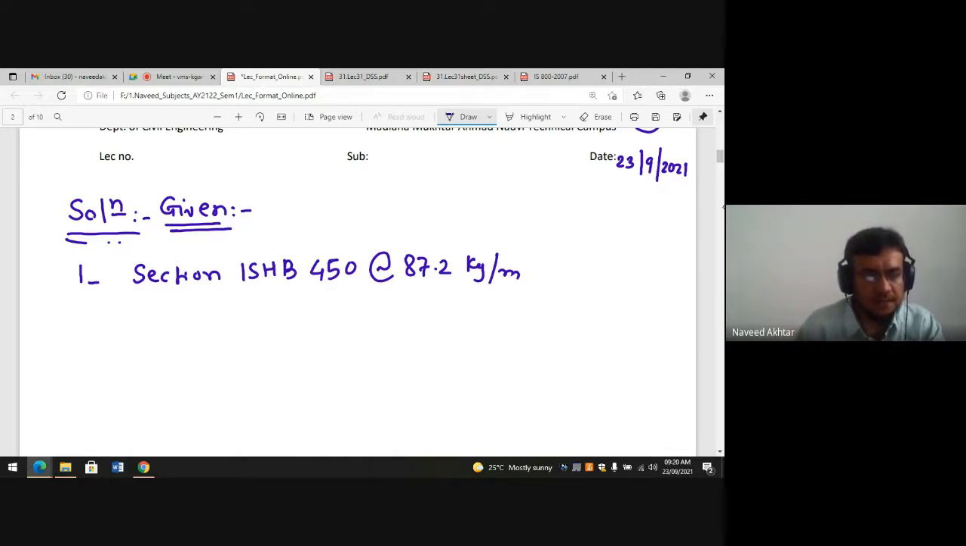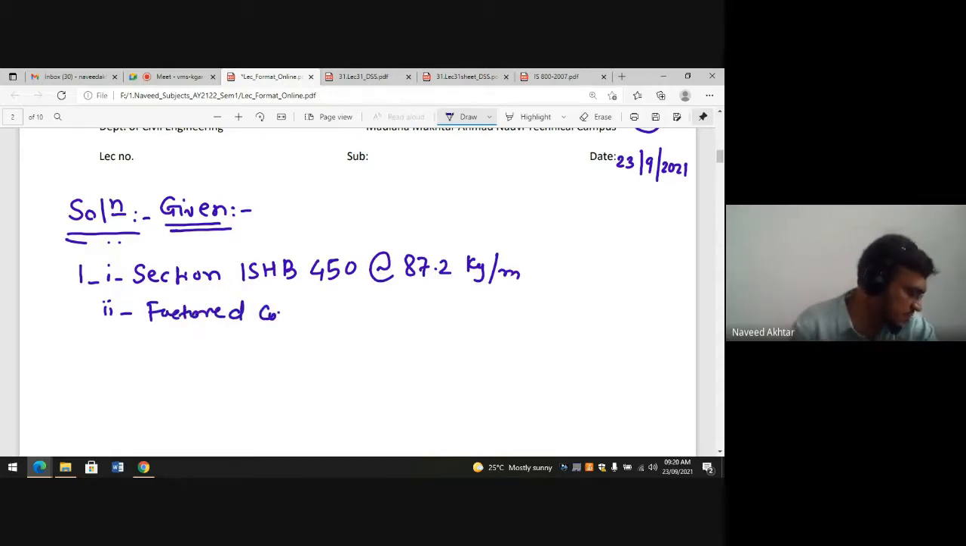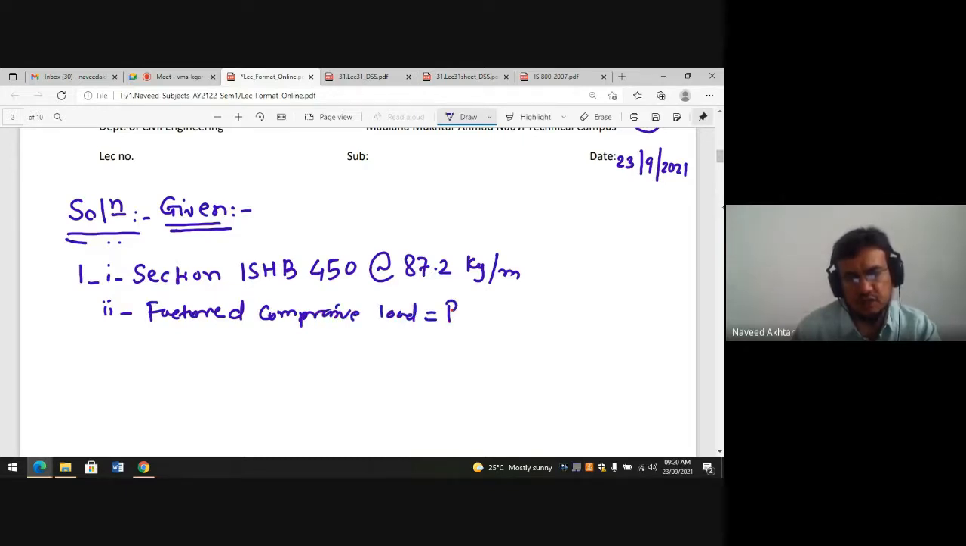Okay, what else is given? The factored compressive load is given. If it is not factored, then you have to apply the factor, but the factored compressive load is already given. P is 750 kN.